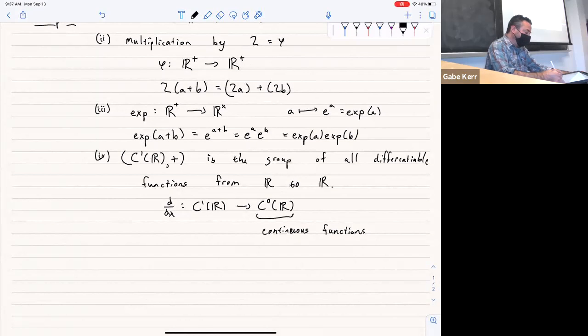And why is this a homomorphism? Well, you all learned this in Calc 1, one of the first things you learned. It says that the derivative of the sum is the sum of the derivatives.